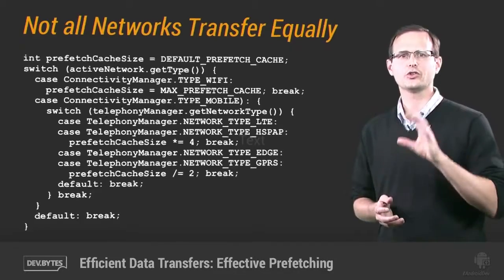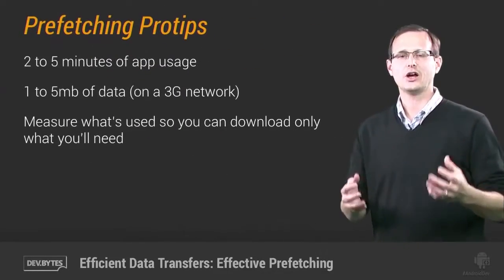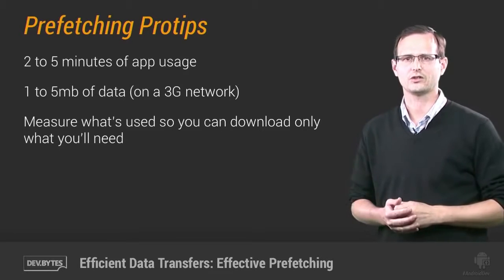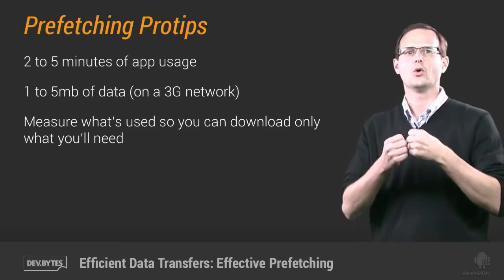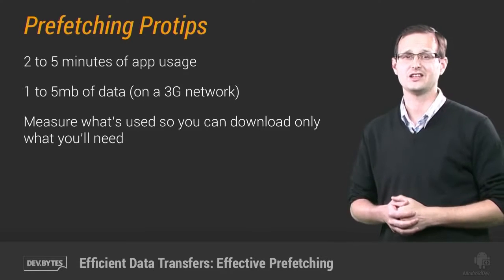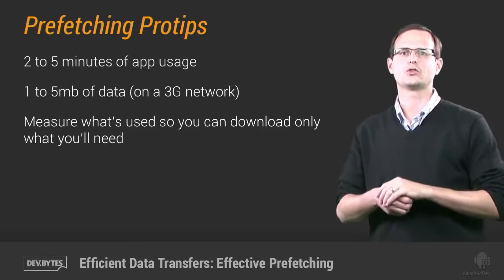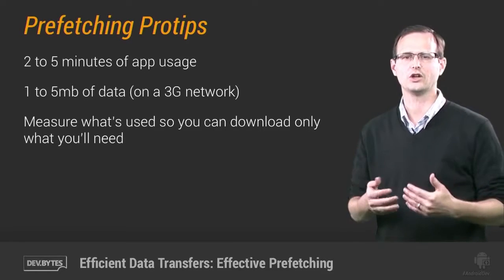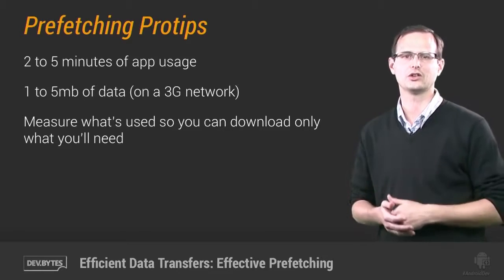But if networks are different, so are our apps. And as the likelihood of the data being used increases, so does the amount of data it's worth prefetching. So it's important to understand both what data your users are likely to use and what your app's average session length is. A good starting point is to expect session lengths of around 2 to 5 minutes, so large downloads such as video files should be downloaded in chunks at regular intervals.